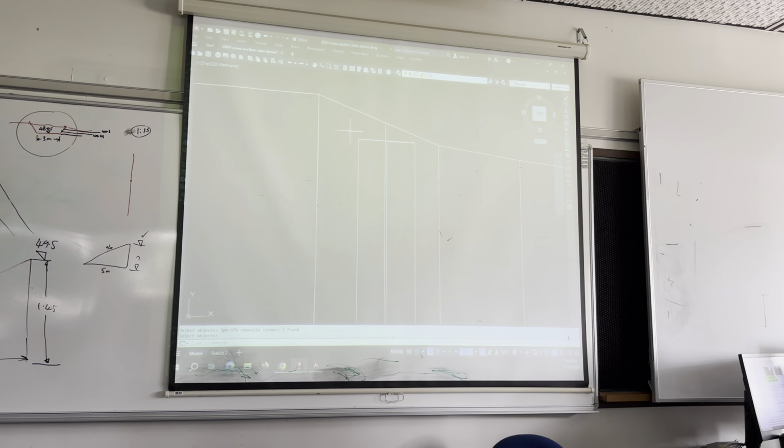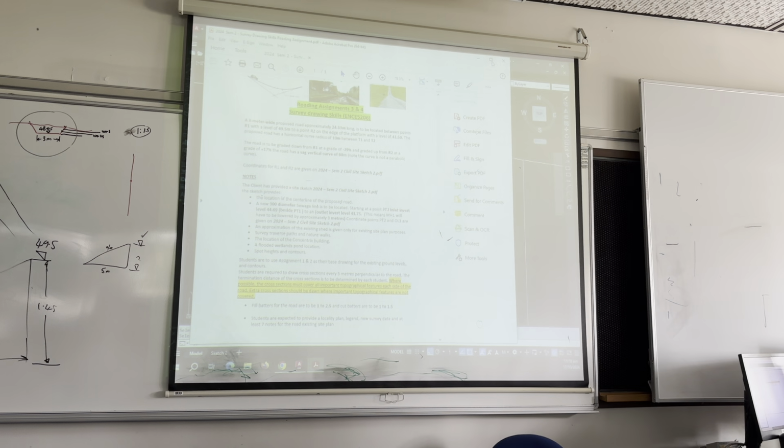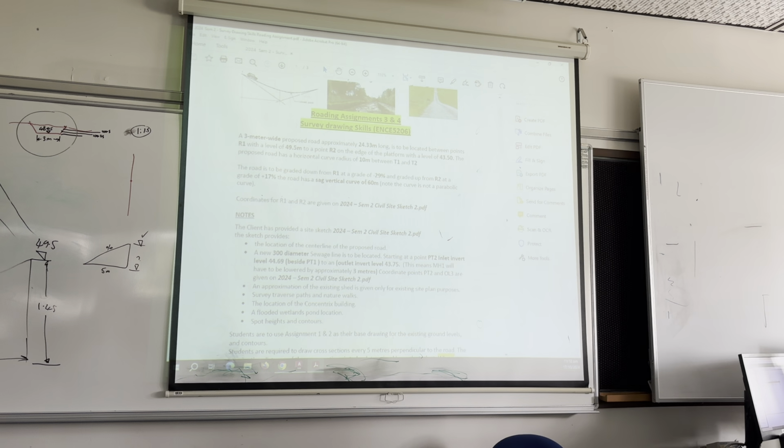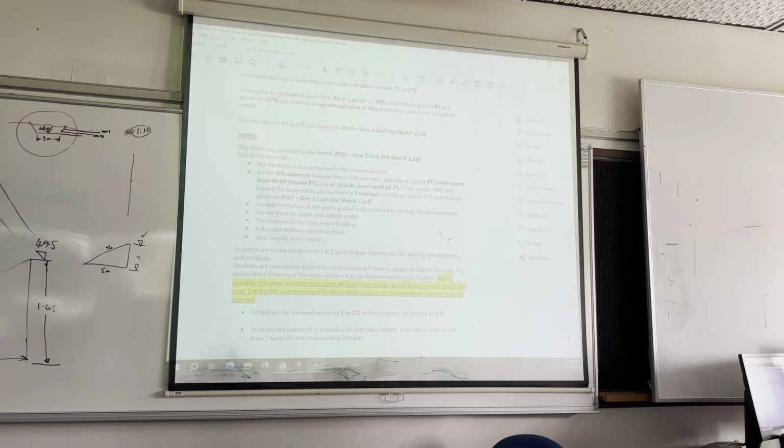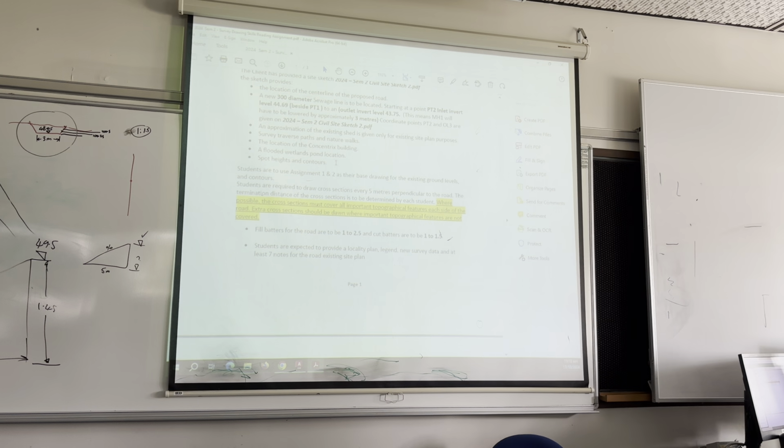So now, just like my little sketch up the top, we need to do our batter slope. Looking at the assignment, batter slopes: fill batters for the road of 1 to 2.5. Hello, that's a little bit different, 1 to 1.5. So the 1 is always in the vertical, the 1.5 is in the flat, or the horizontal.